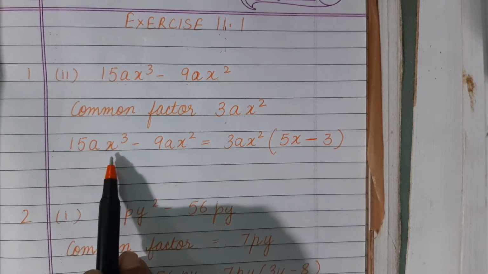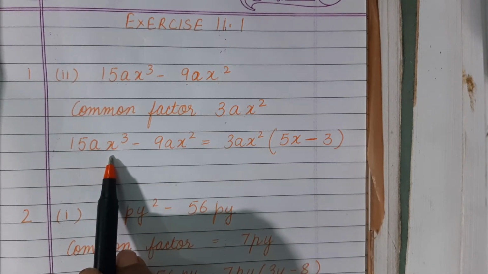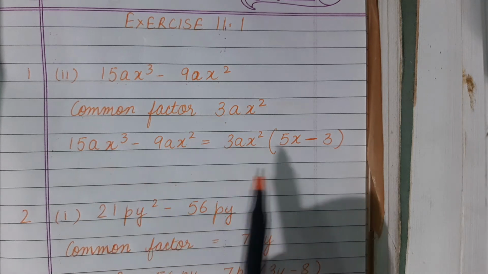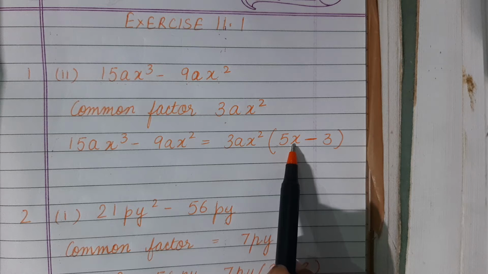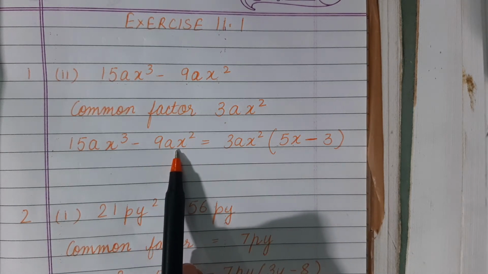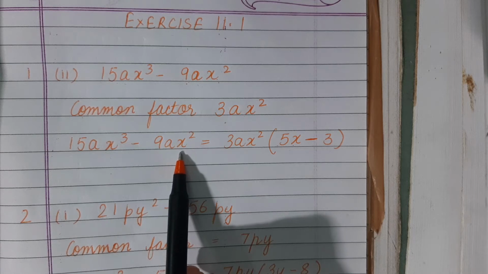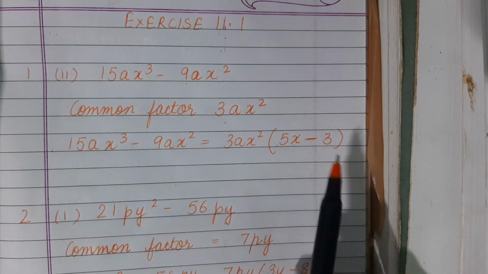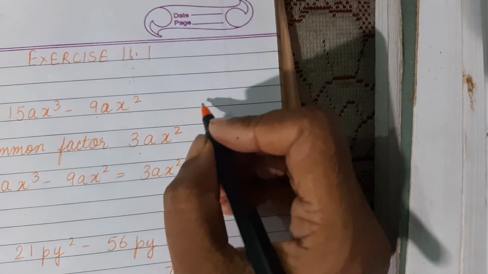Now, from 15ax cube, when we take out 3ax square, we get 5x. From minus 9ax square, when we take out 3ax square, we get minus 3. You can divide it in the rough column also.